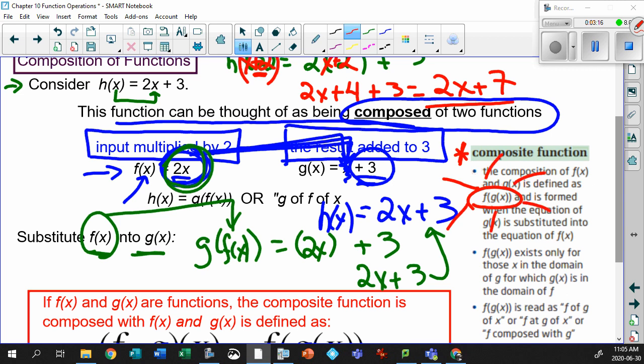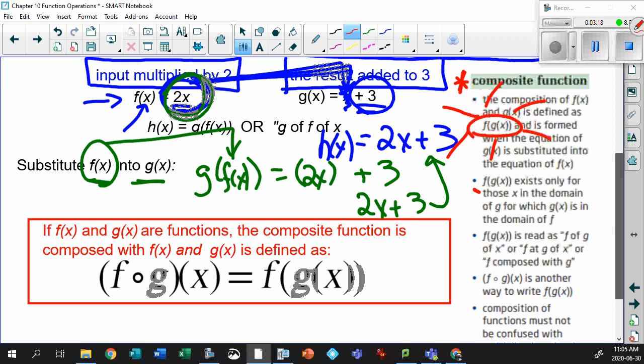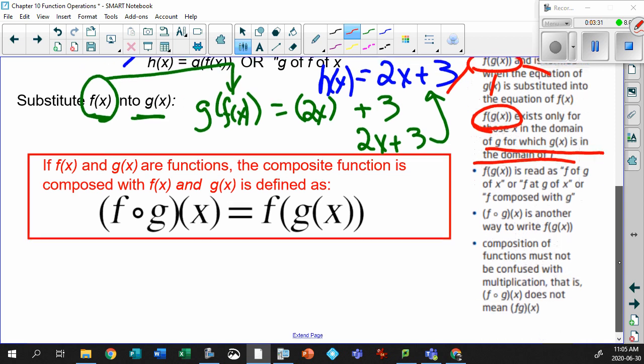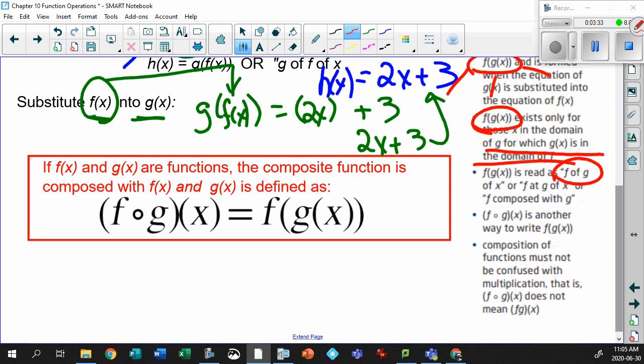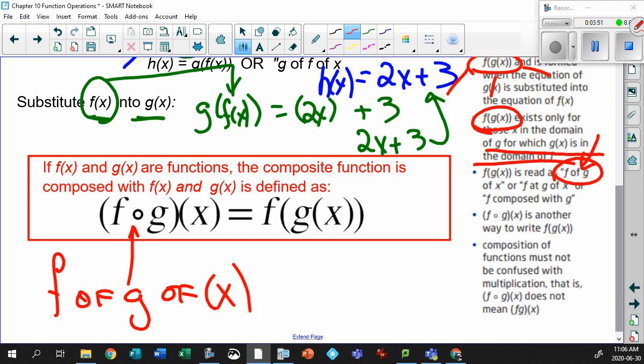Okay? Now, most importantly, what about the domains? f of x and g of x exists only for the domain to which both of them are defined. And then, how do you read it? Real simple. f of g of x. When you see this "of," look what we did. We put a small little circle. This reads f of g of x. Done. So two different ways of writing it.